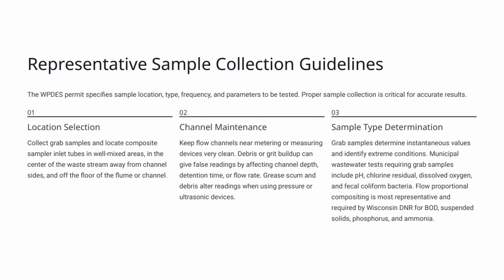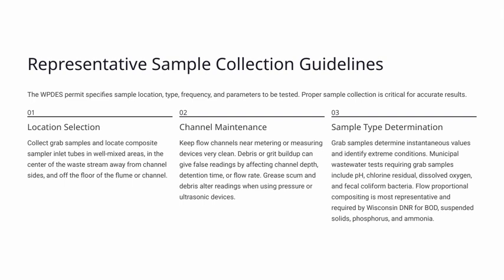First, let's discuss location selection. When collecting grab samples, it's important to choose spots where the waste stream is well mixed. Ideally, you want to locate the inlet tubes of the composite sampler in the center of the waste stream, away from the sides of the channel, and also off the floor of the flume or channel. This helps ensure the sample truly represents the flow.